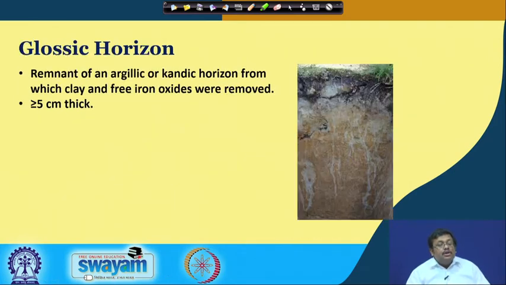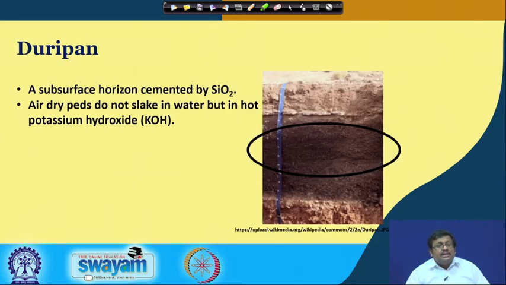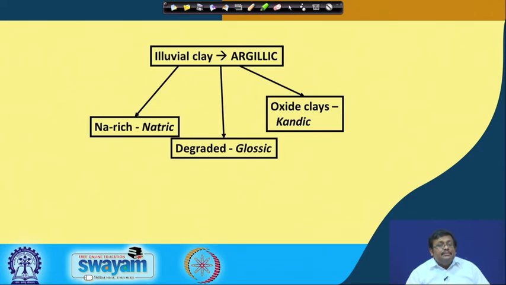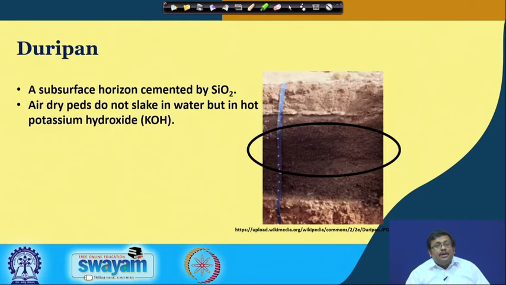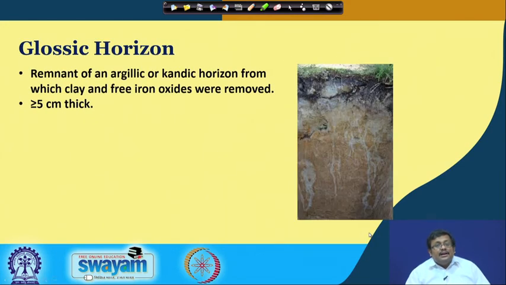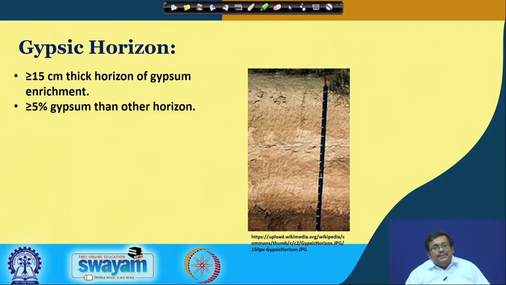The next one is glossic horizon. As I have already told you, it is a modification of the argillic horizon, as we have seen previously. It is the degraded argillic horizon. So, similarly, this glossic horizon is a remnant of argillic or candic horizon from which clay and free iron oxide were removed. So, again it is a modification of argillic horizon, and generally it is greater than 5 centimeter in thickness.